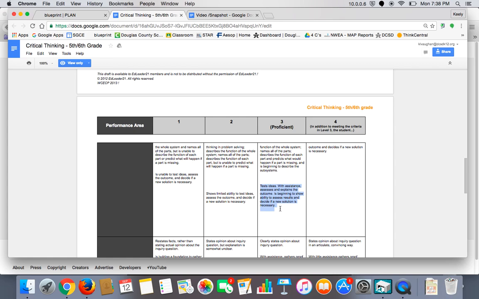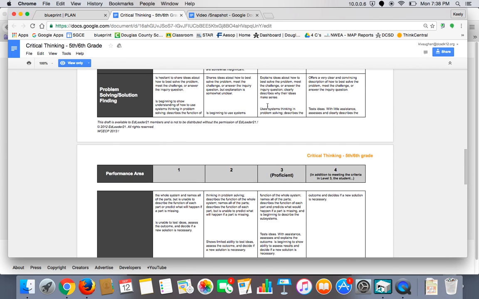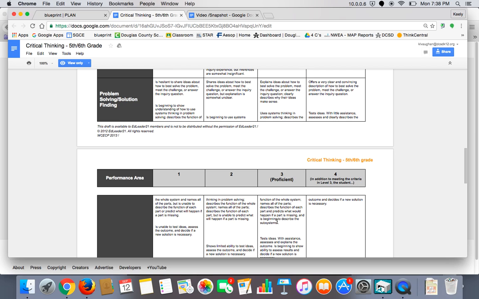With assistance, assesses and explains the outcome, is beginning to show ability to assess results and decide if a new solution is necessary. When I look at these 3 options, I feel like I'm pretty good in this one. So I'm generally pretty good at describing what my questions are. I can talk to anyone about the challenge or what I'm trying to solve. I already have a really good handle on that. So I'm not going to select what's here.